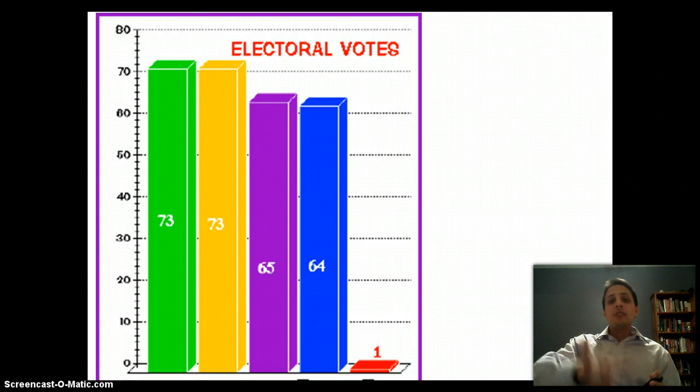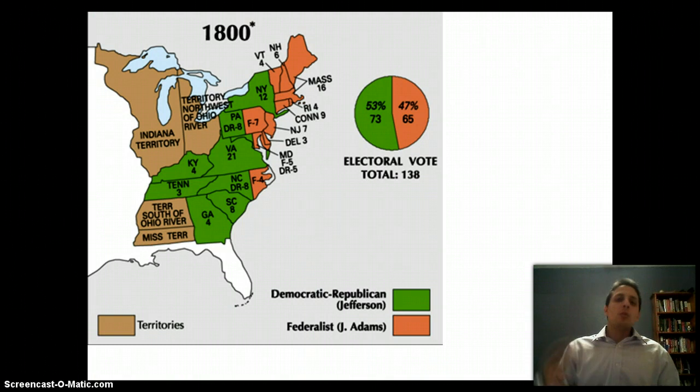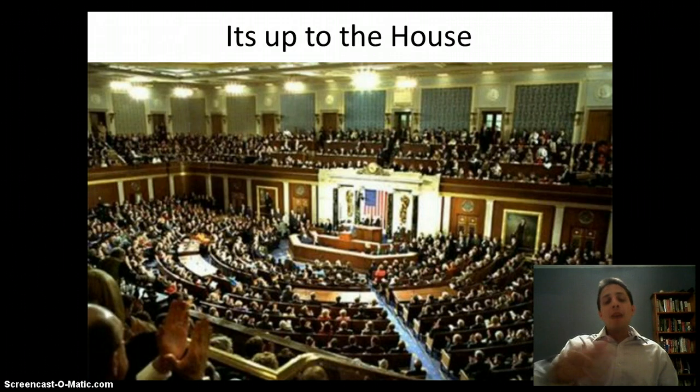It was as if Jefferson and Aaron Burr were running against each other, even though basically everybody knew that they were not. It was really Jefferson versus Adams. So what happens in this case when you have a tie? Even a tie like this, which by all accounts is not really a tie, you have 73 for Jefferson and 73 for Aaron Burr. It's going to go to the House of Representatives, and the House of Representatives has to decide who's the president in this case.